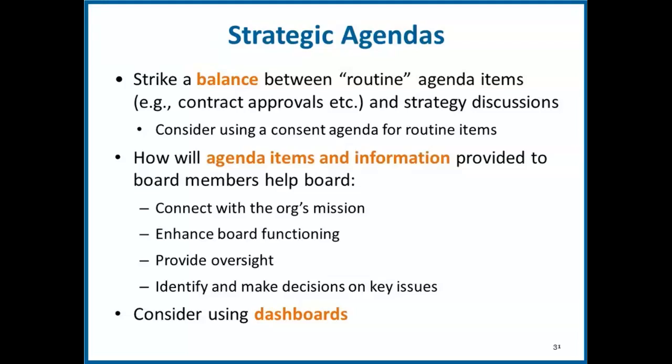well. You want to think about how will agenda items and information be provided to board members to help the board connect with the organization's mission, enhance board functioning, provide oversight, as well as identify and make decisions on key issues. And so really being able to have those strategic discussions whenever you're developing the agenda, between the board chair and the executive director to make sure that all of these things are being considered and that you're not just kind of copying and pasting items on the agendas.